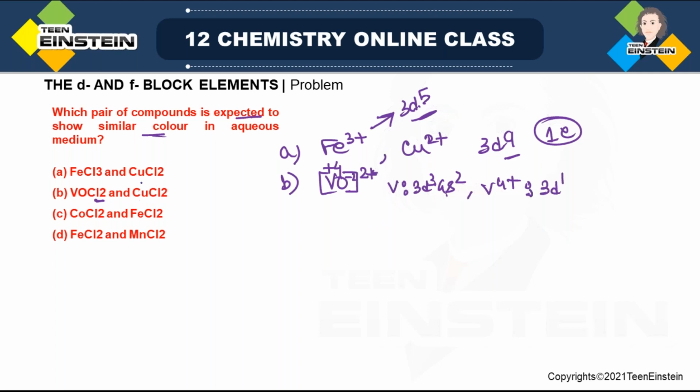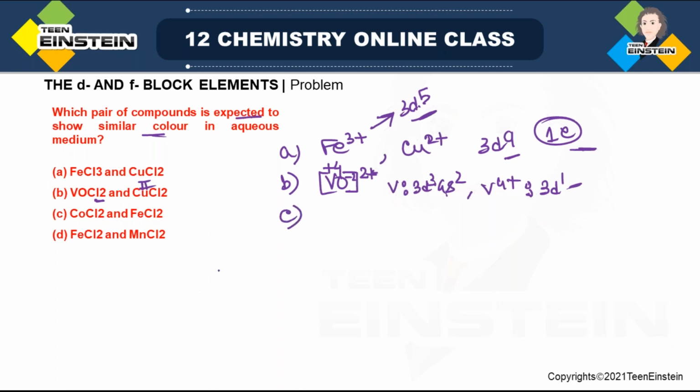And the other system is copper 2. Now copper 2 is 3d9, that we have seen. Here also one unpaired electron. That means both have one unpaired electron. So this option may be correct, but we will also see the other two.